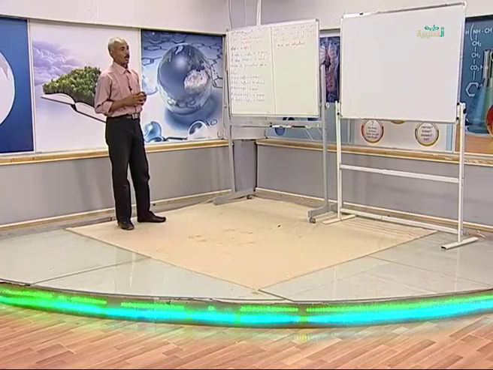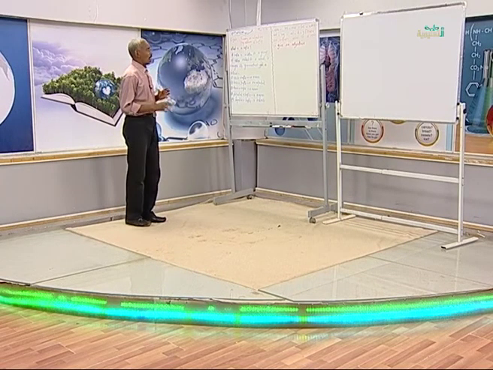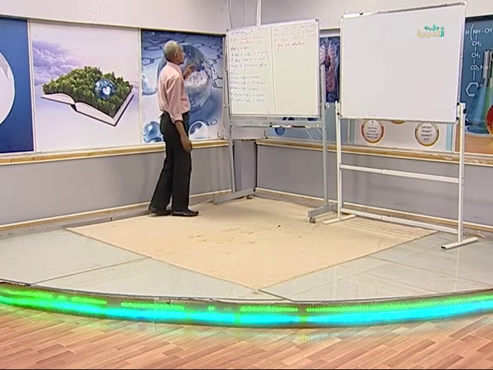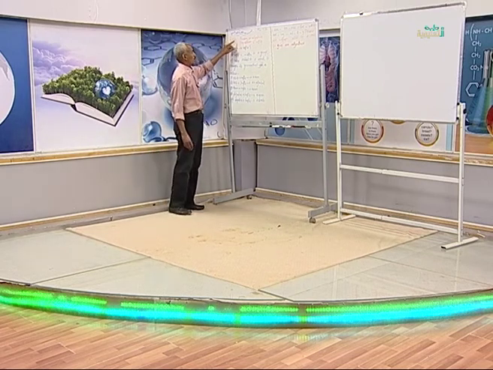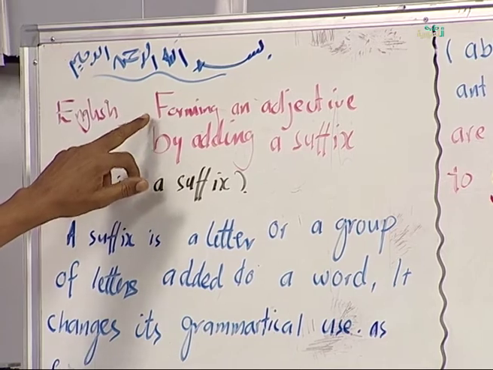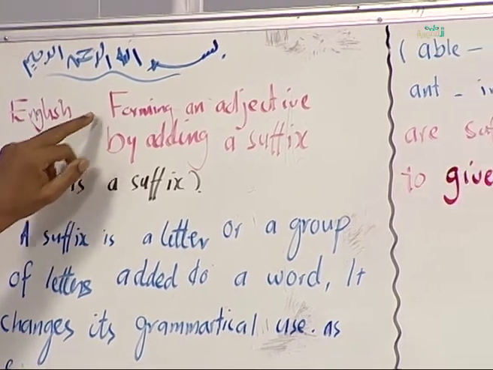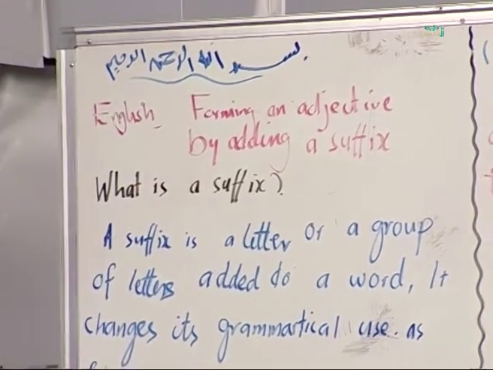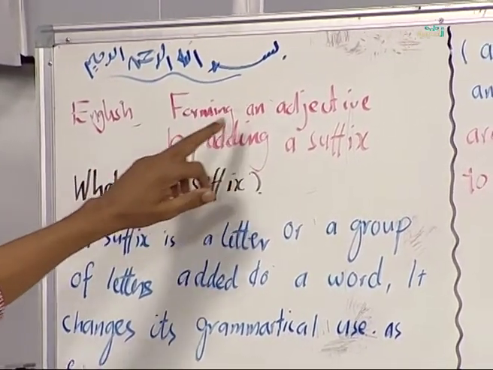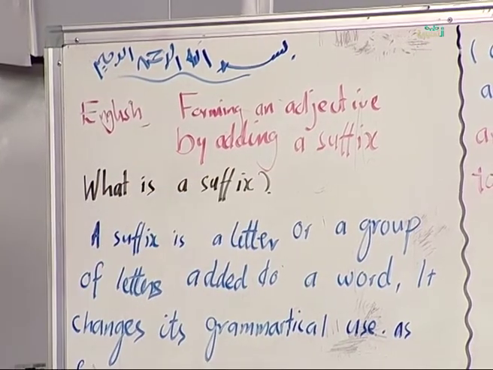And we stopped at how to form an adjective by adding a suffix. This is the thing that we are going to have in our coming lessons. Today we are going to have an idea about how to form an adjective by adding a suffix.